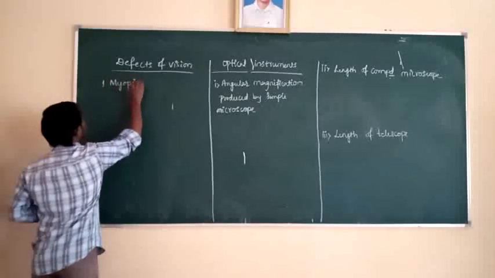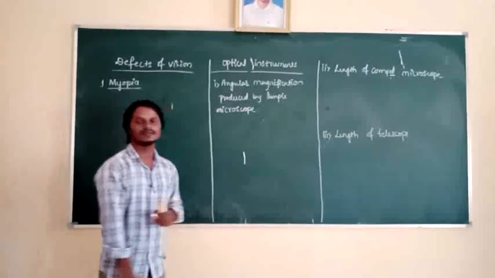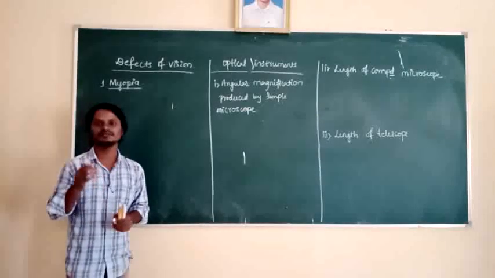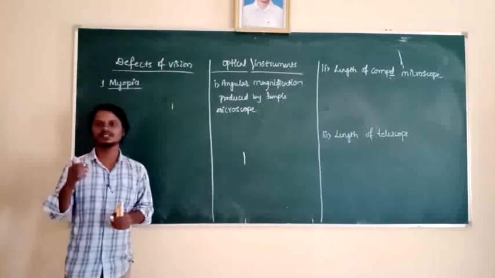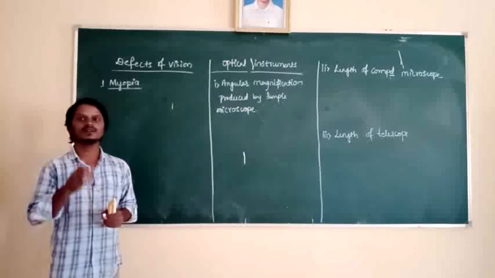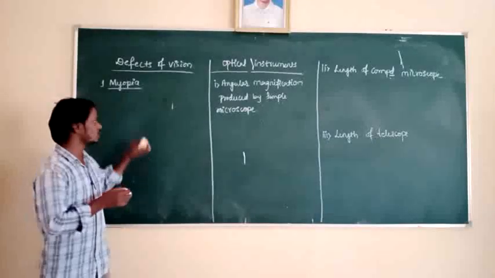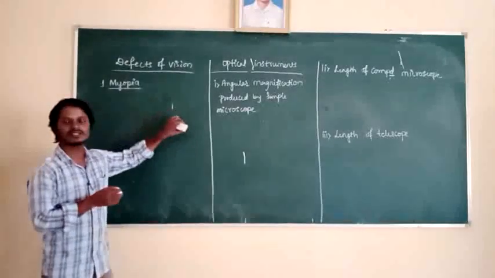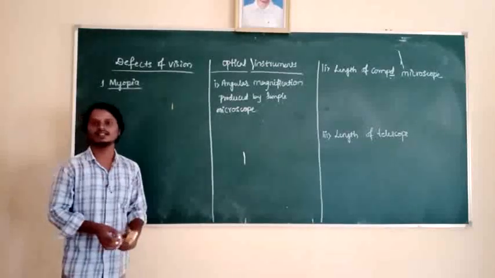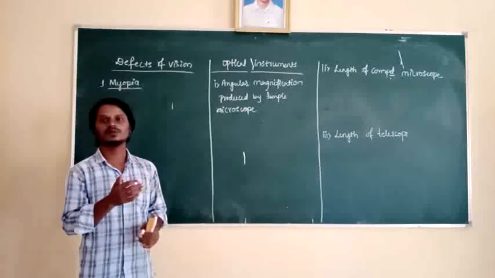Already you studied about myopia, hypermetropia, presbyopia and astigmatism. So what is meant by myopia here? Myopia is a type of defect of vision. The person with this defect can see the near objects clearly but not far objects. Why? Because after refraction all the refracted rays converge in front of the retina because of the increase in size of the eye lens. As there is an increase in size of the eye lens, there is a decrease in focal length.